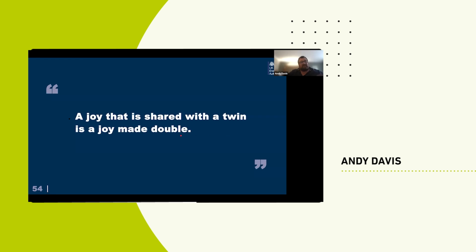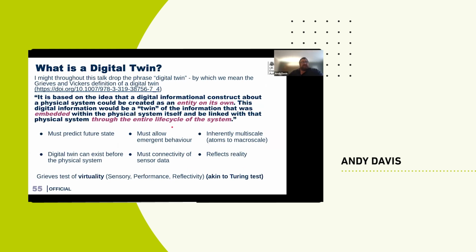All of this comes together to give us digital twins, which is a joy that is shared with a twin, is a joy made double. A digital twin is something you may have heard used and used and used. We have a very specific definition of what we mean by digital twin, which is that of Grieves and Vickers, who really are the original people behind the idea of digital twin, which is effectively that the information to do with the digital version of a real asset can be a thing on its own. You can do things with it that you can't do with the physical system.